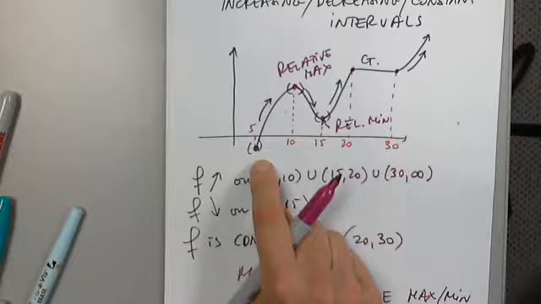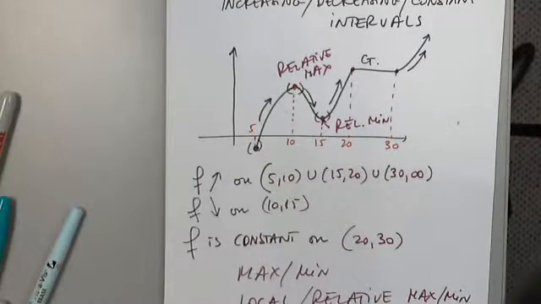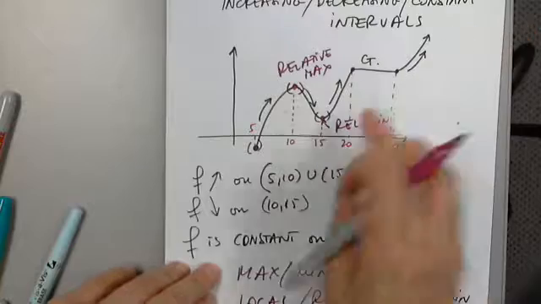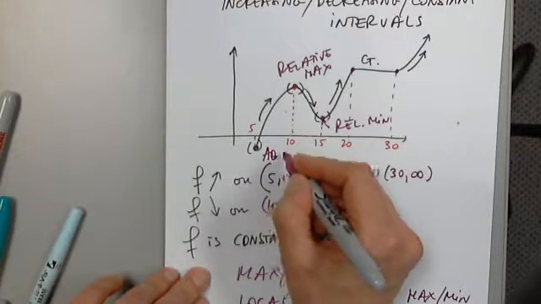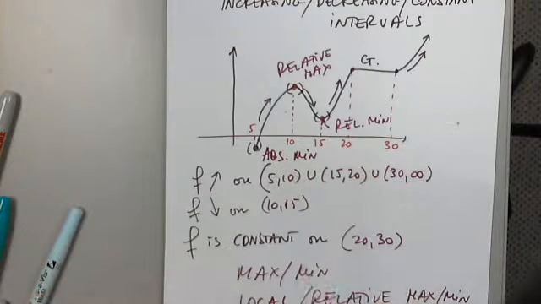It has a name, however. It's an absolute minimum for this function. Why is this an absolute minimum? Because there is no other lower than it. Everywhere on this function, this is the absolute minimum. So this is an absolute min. It's not a relative min, though, because the function does not exist on both sides.